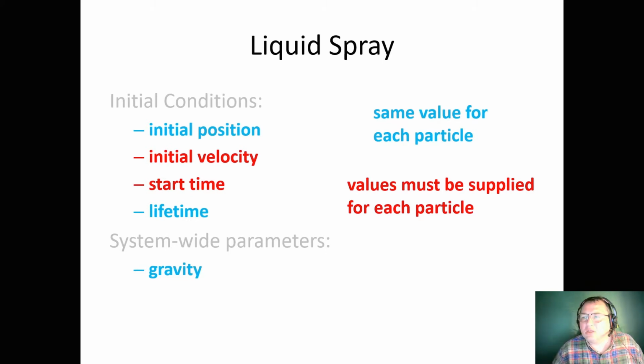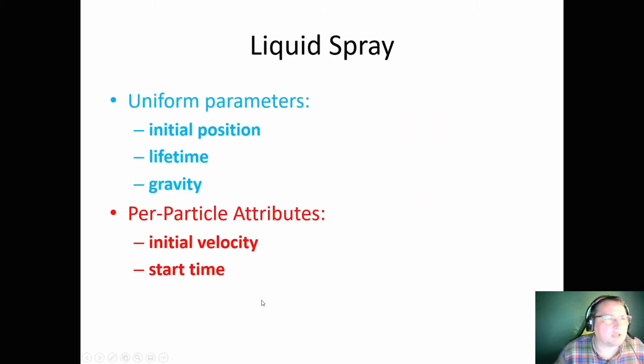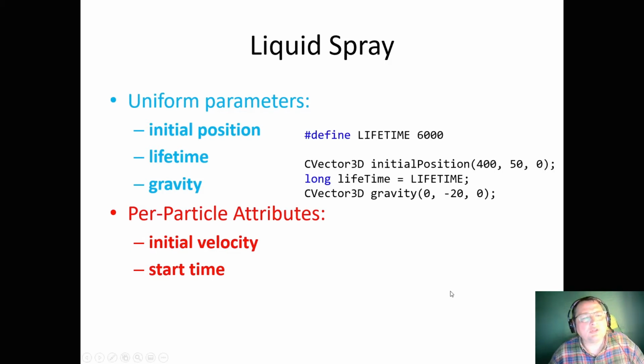Okay, having these two groups, so uniform parameters that don't change between the particles, and so-called per particle attributes, so the values that you have to provide individually for each particle, we can start some C++ definitions. So for the uniform parameters, first of all, let's define lifetime as 6,000 milliseconds. It makes 6 seconds, of course.